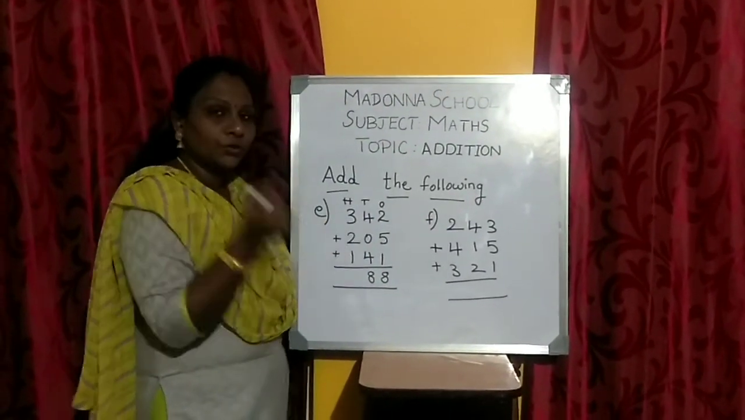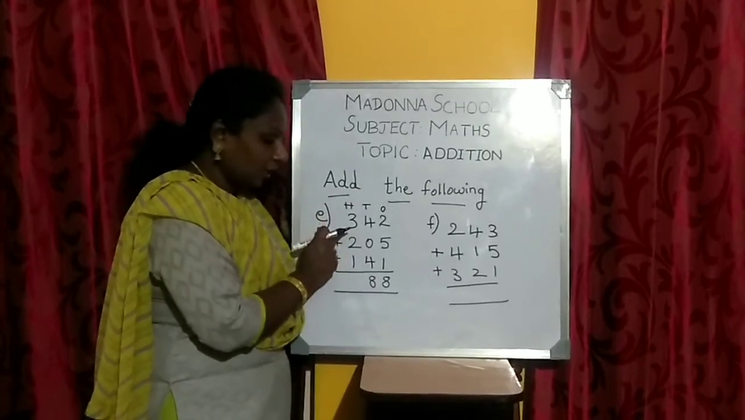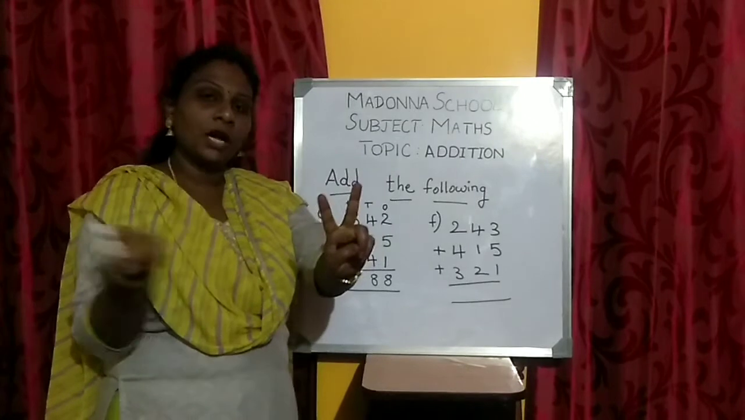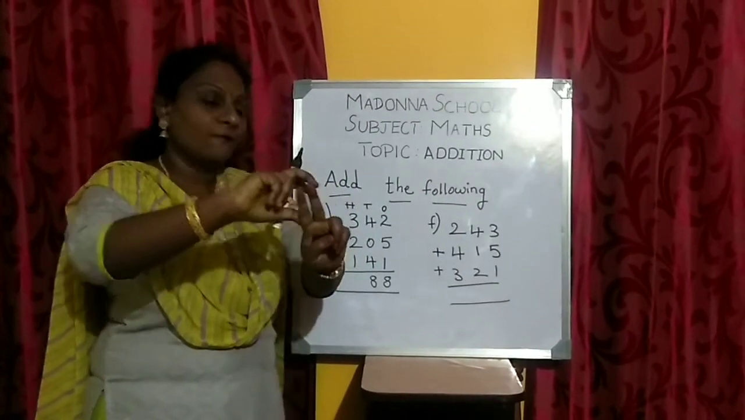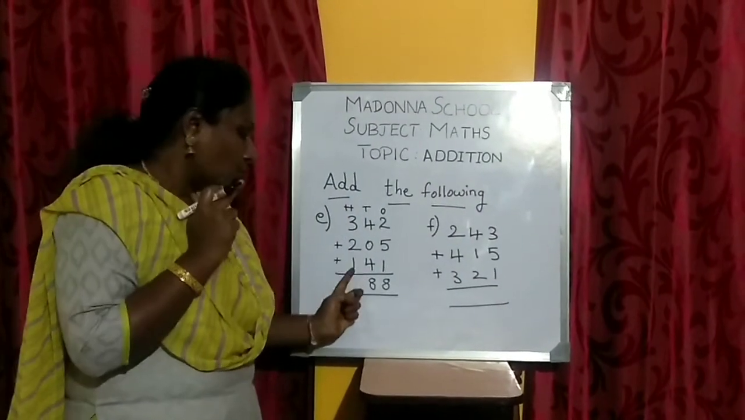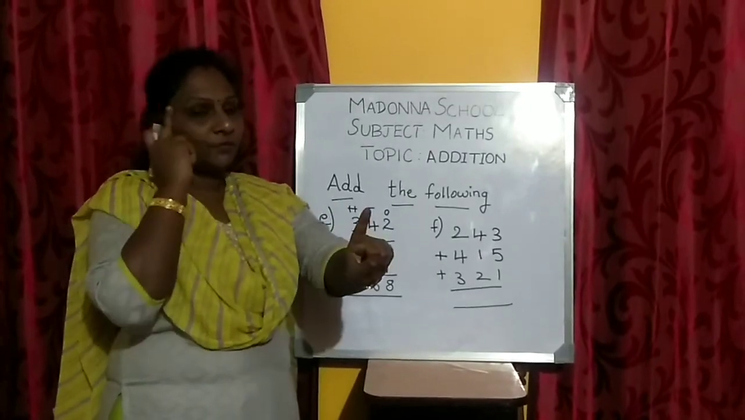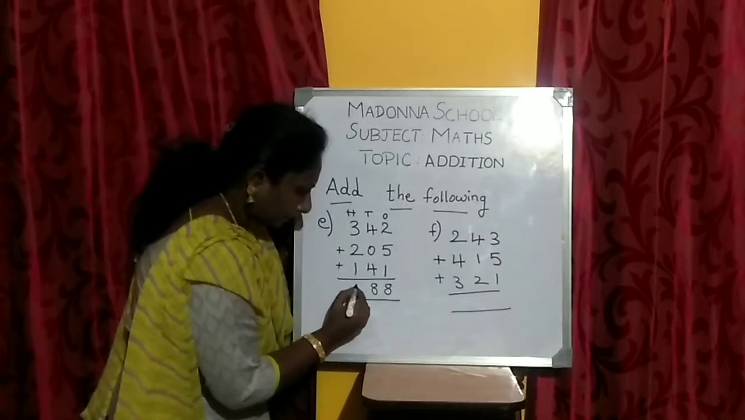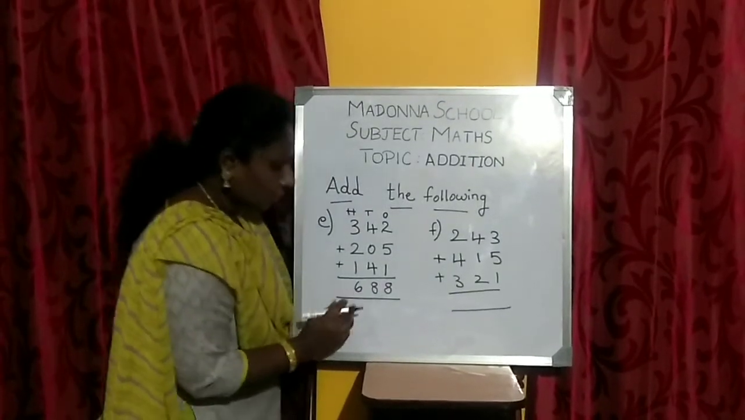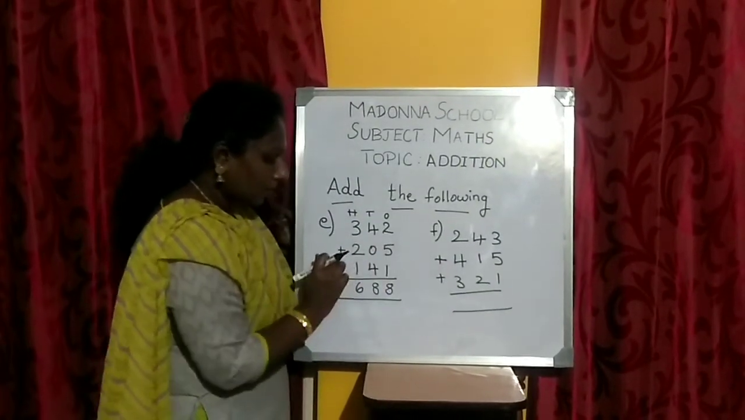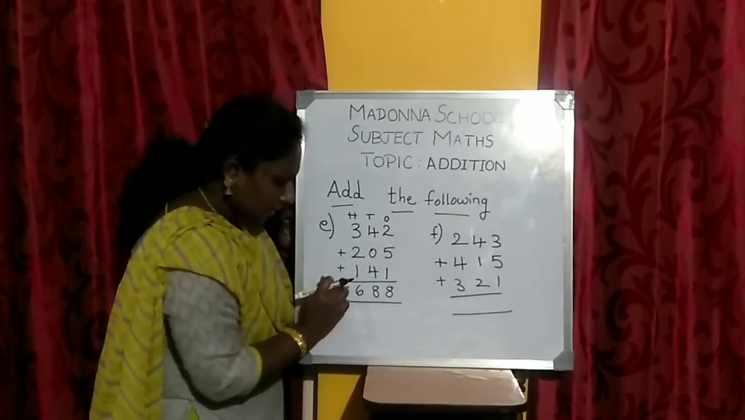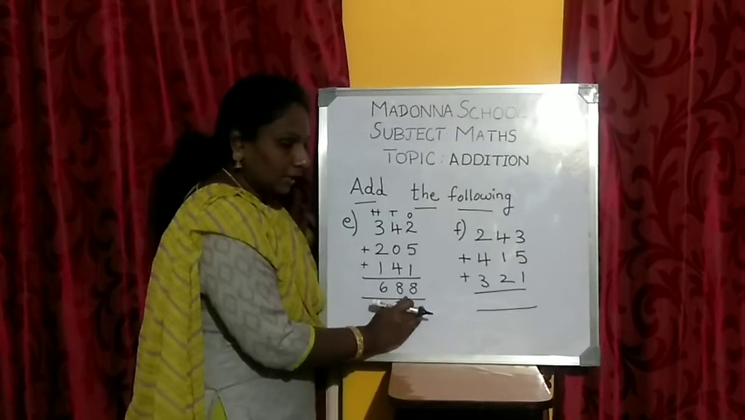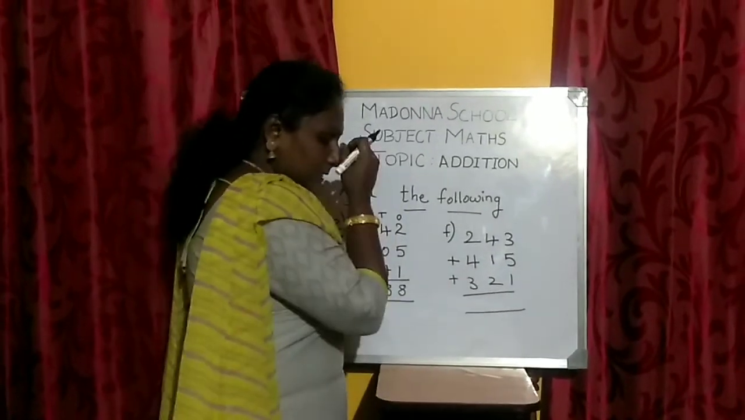First number 2 in your mind. 3 in your mind. 2 show it in your finger. 3 in your mind. 2 in your finger. After 3, 4, 5. Now 5 keep it in your mind. 1 show it in your finger. 5 in your mind. 1 in your finger. After 5, 6. Okay. So 342 plus 205 plus 141 equals how much, children? 688. So same way we'll do this.